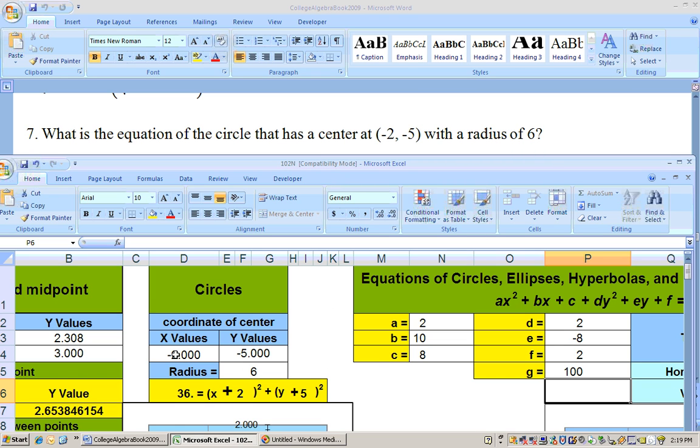Here on the conics Excel sheet, we can put in the location of the center and the radius, and it will get it for us right here.